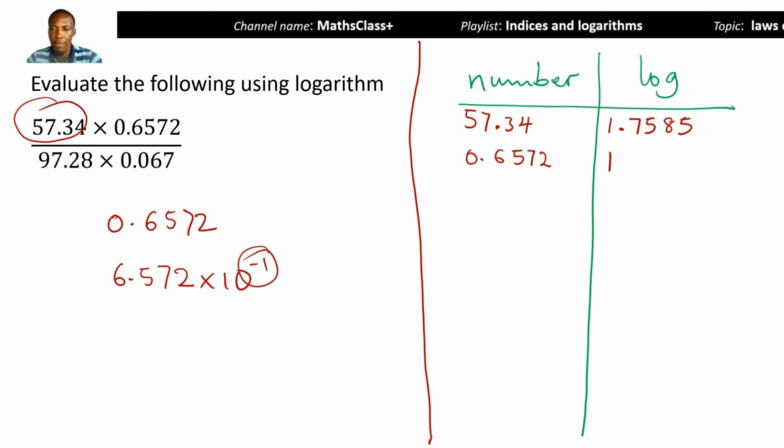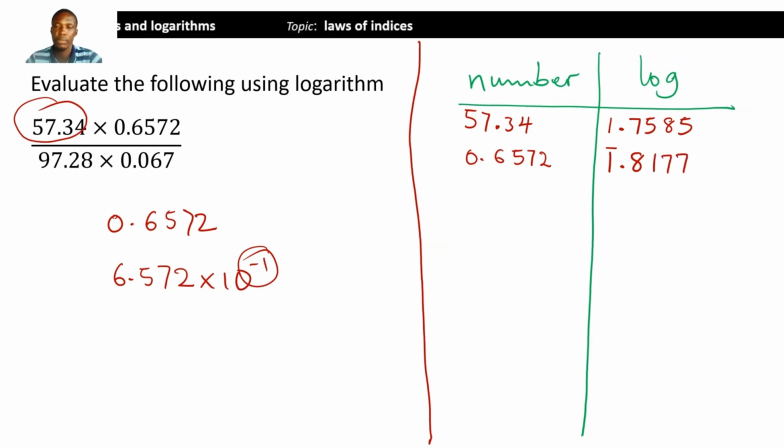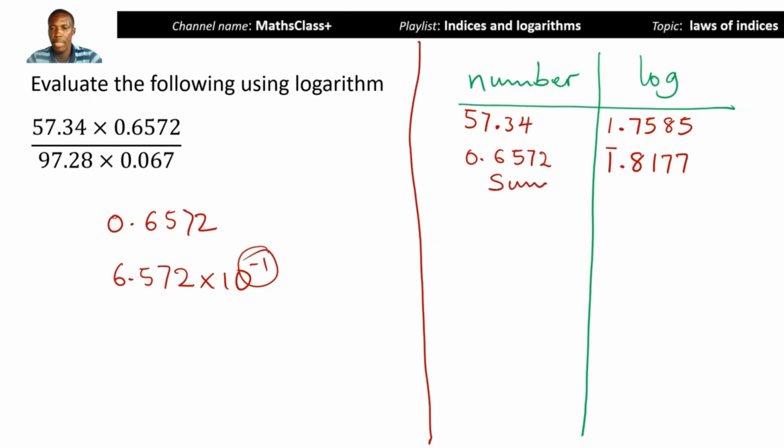So our first characteristic is 1 bar. And then we find the mantissa. So the mantissa, we get it, it's going to be 0.8177. Okay. Now look at the numerator. They are multiplying. So in logarithm, what do we do? We add them. Okay. So we find the sum of these two numbers.